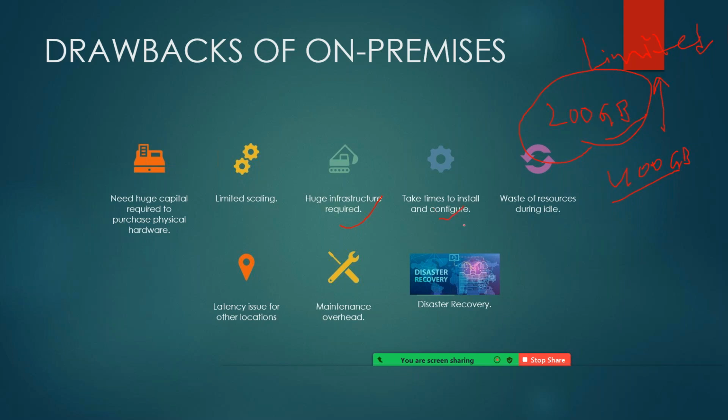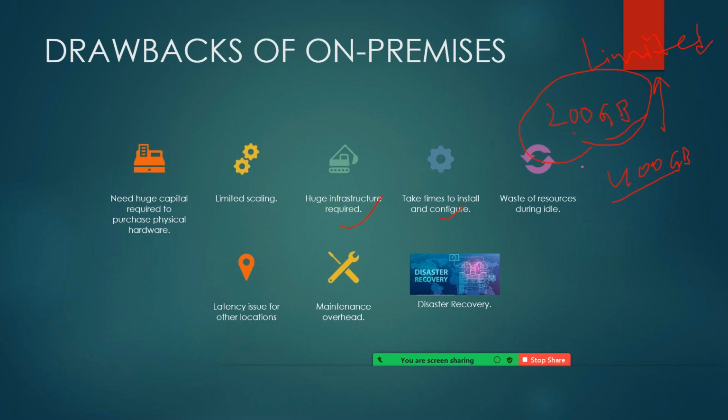Time taken for installation and configuration. For example, you have 100 servers on-prem. Each server needs one operating system installed, and every single server needs to be installed. For example, one server takes 1 hour. For 100 servers, how much time? 100 into 1 hour, 100 hours it will take. It's a time-taking process.